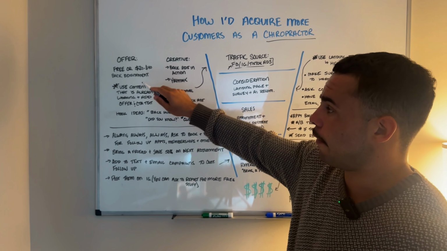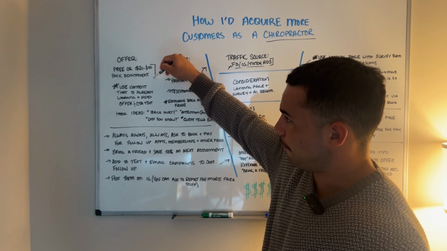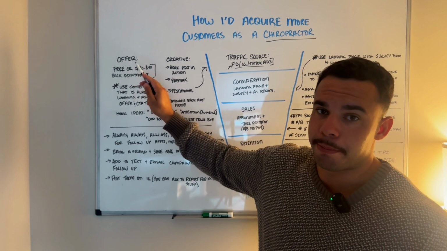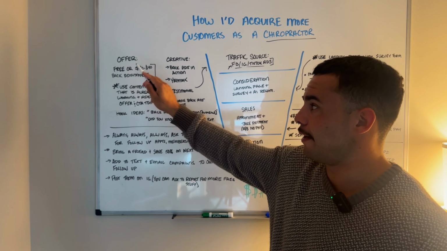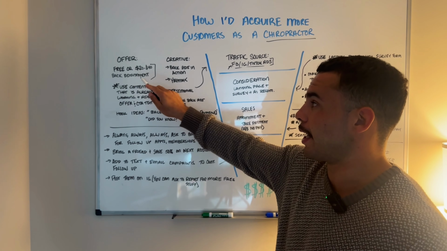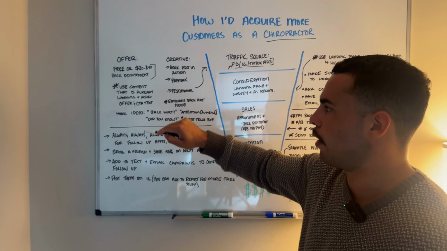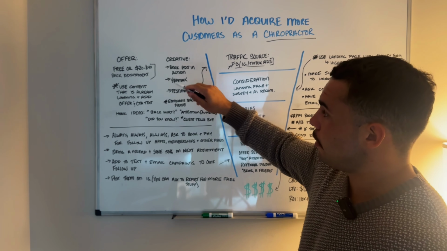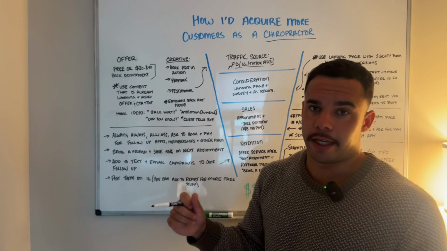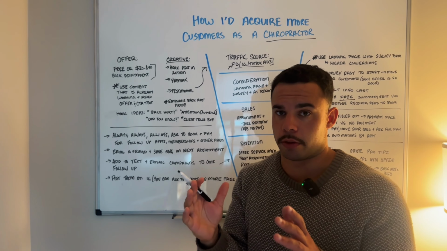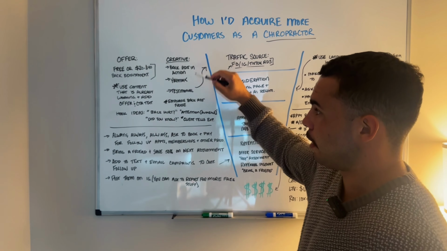Now, the offer that you're going to want to put out there is a free or a very, very cheap back adjustment. Okay, so the offer is a free or very, very cheap back adjustment, specifically like $20 to $40. And then when you're making your ad creatives, this is the actual content that your customer is going to see. These are the different types of content that you should create.